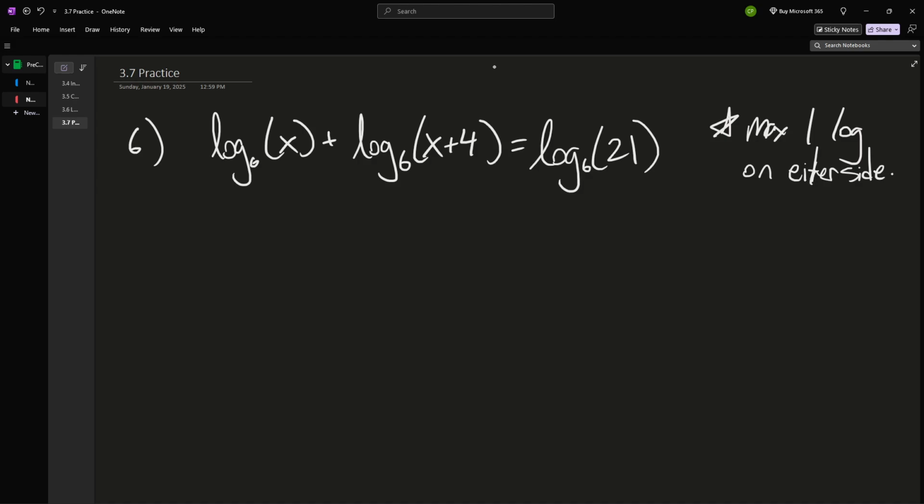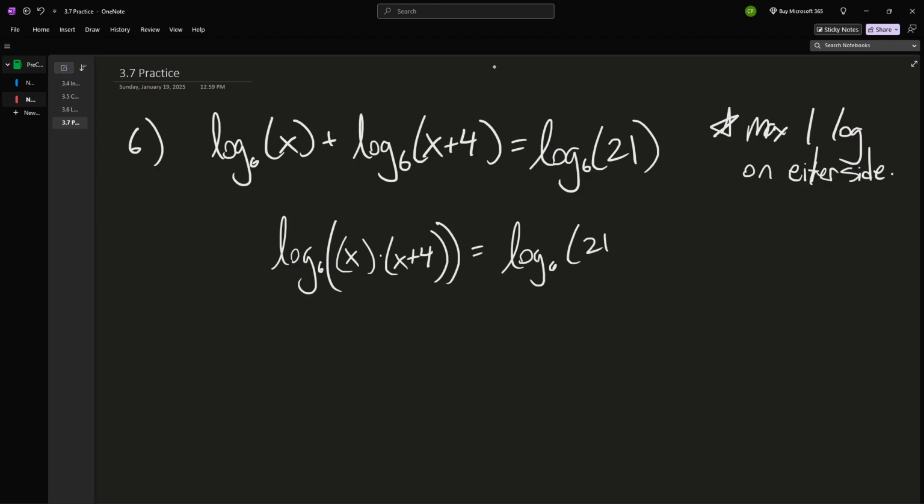But these 2 logs, I could just combine them. If there was a coefficient in front, a number being multiplied to the log, I cannot combine it, because the sum property of logarithms says I can only add logs with the same base and nothing in front. Otherwise I would need to bring it inside. But since there's no coefficient in front, I can use the sum property, where if I have the same base log, I can multiply the insides. So I have log base 6 of x times x plus 4 equals log base 6 of 21.